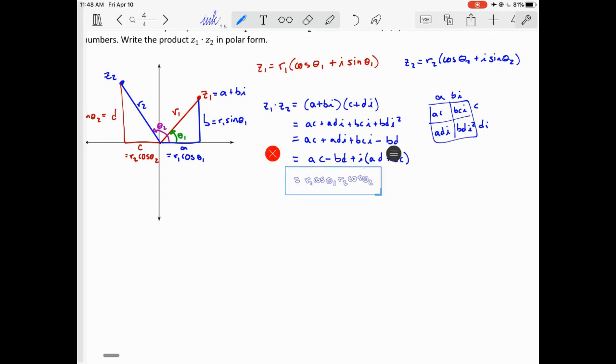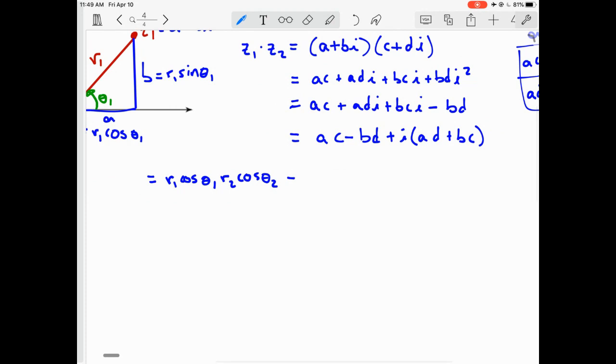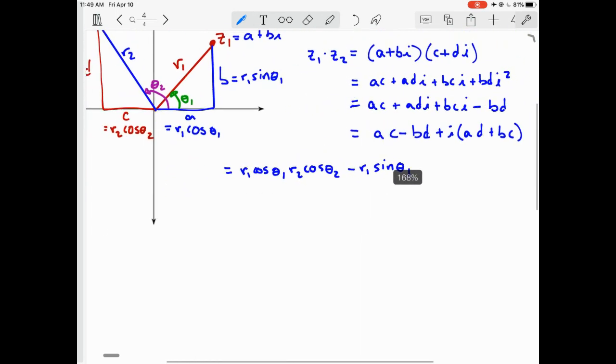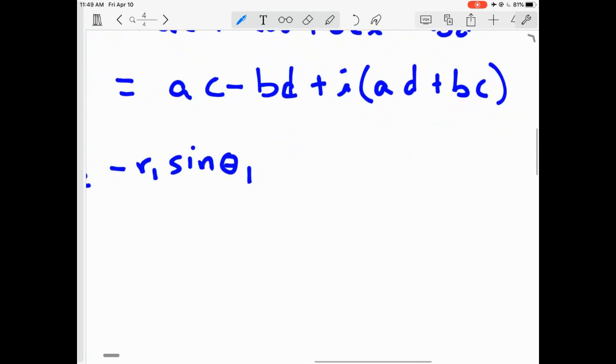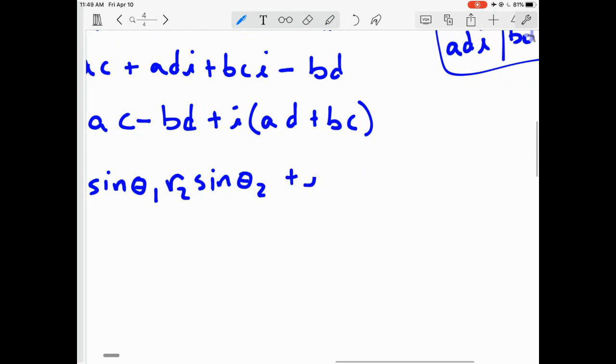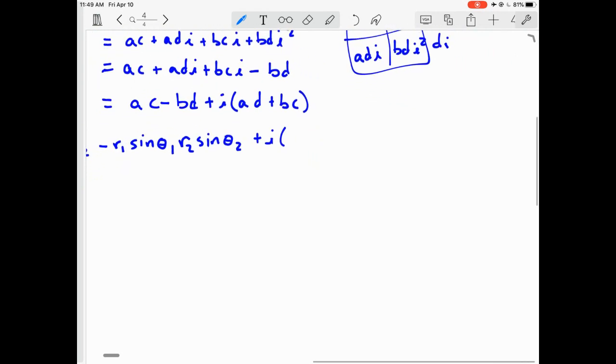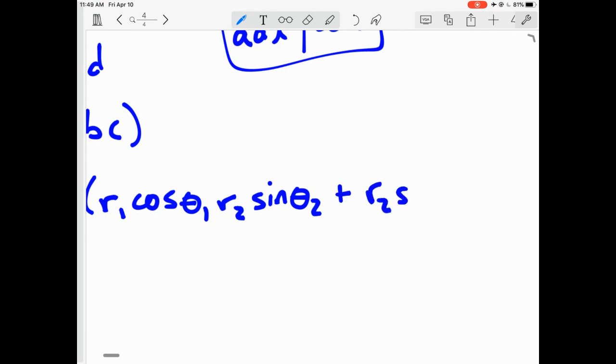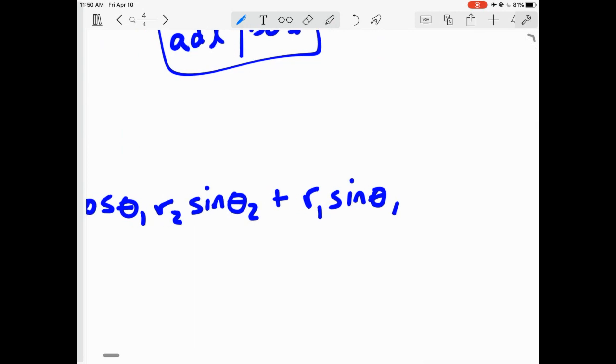I'm going to run out of room, so I'm going to slide this over this way. Minus bd, well, b is r1 sine theta 1. And d is r2 sine theta 2. Plus i times ad plus bc. Well, a times d should be r1 cosine theta 1, d is r2 sine theta 2. Plus b was, sorry, r1 sine theta 1, and c is r2 cosine theta 2.